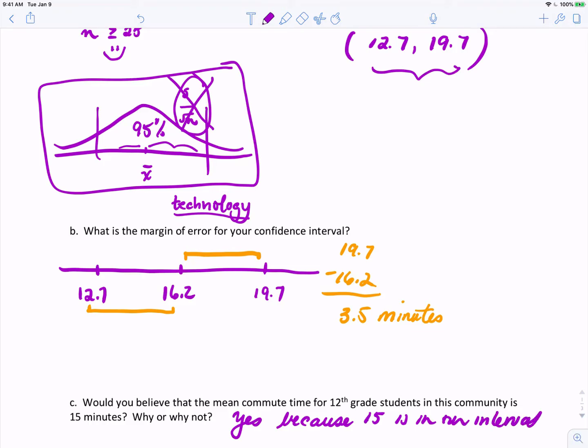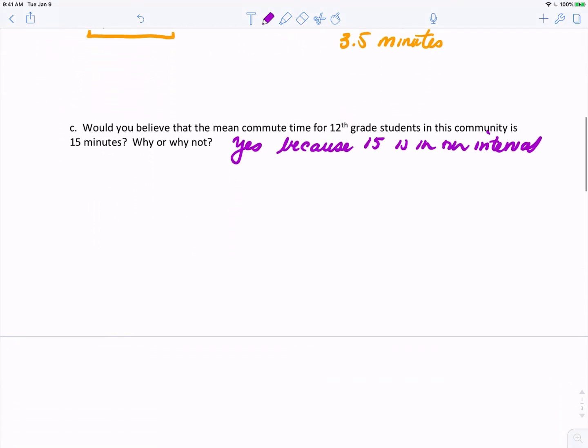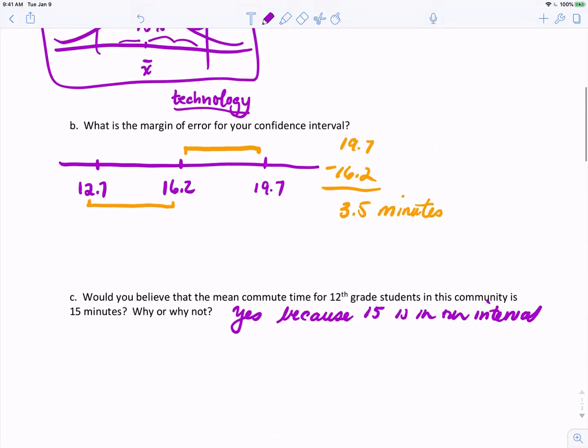I wouldn't believe 25. I wouldn't believe 30. I wouldn't believe 10 because none of those are in the interval, but 15 is in the interval. Now let's talk about your homework.